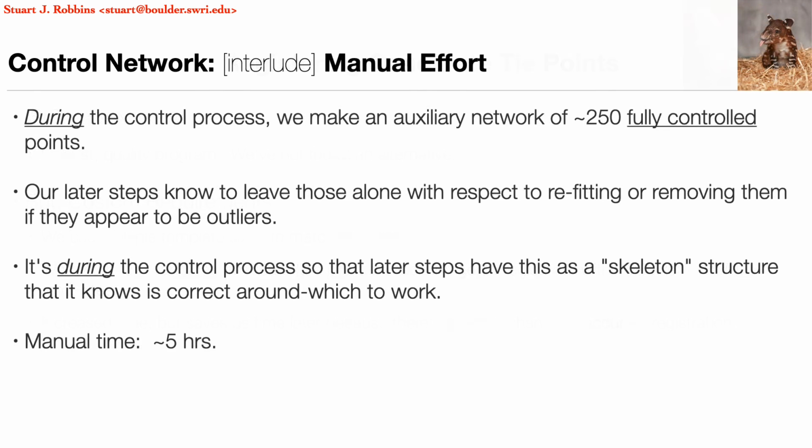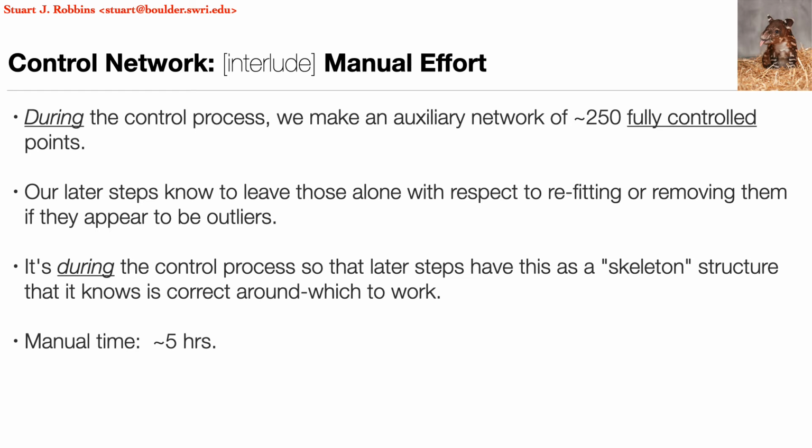With that in mind, while this is running, we do some manual effort. What we do is we work in Mars charts, or Mars quads as they are sometimes called. Mars is divided into 30 roughly equal areas, roughly 3% to 4% of Mars. And what we do is we make about 250 fully controlled points while all that stuff is running from the previous set of slides.